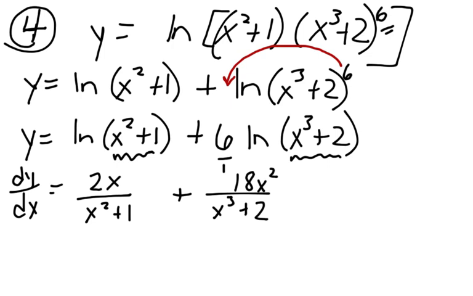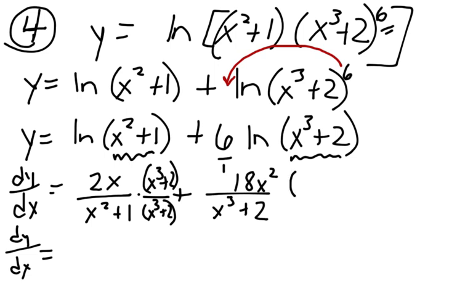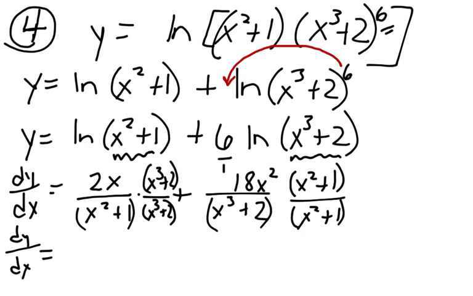However, if you checked your answer in the back of the book, you're not going to find this, because they're going to consider it more simplified if these fractions are actually combined with each other. So they would multiply this first fraction times x cubed plus 2 over x cubed plus 2, that's a clever form of 1, and then this one, x squared plus 1 over x squared plus 1, and what this does is it allows us to have a common denominator.